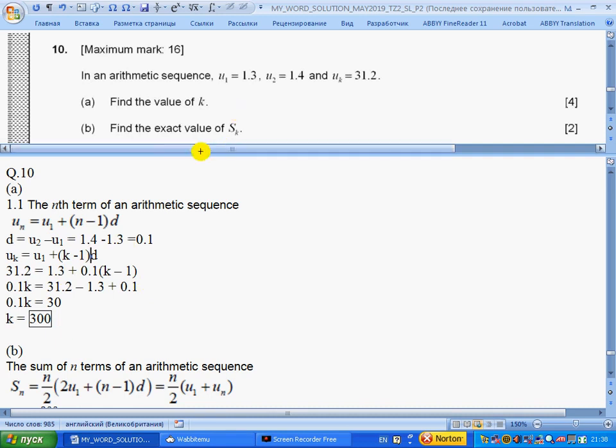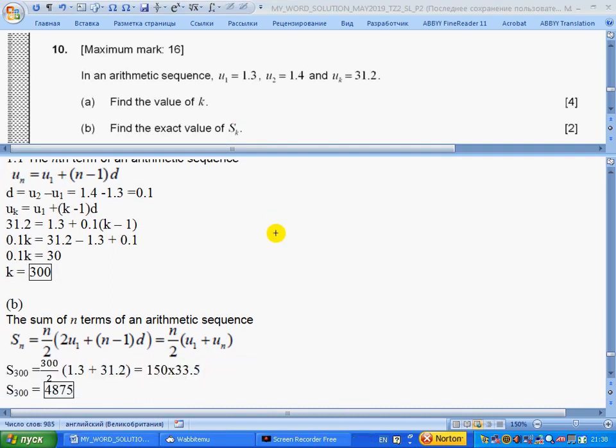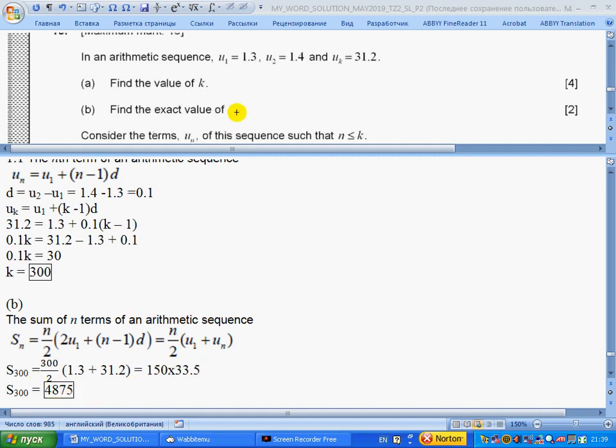Find the exact value for Sk, the sum of k terms. The sum of n terms is, we use this formula because we have u1, uk, and k. Substituting values, we get 4875.